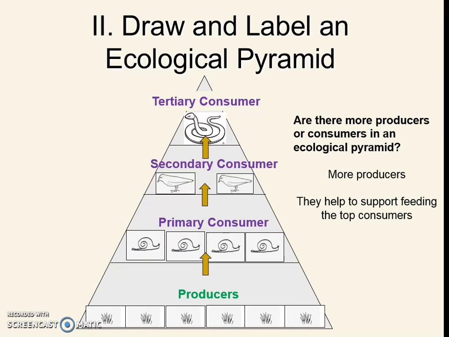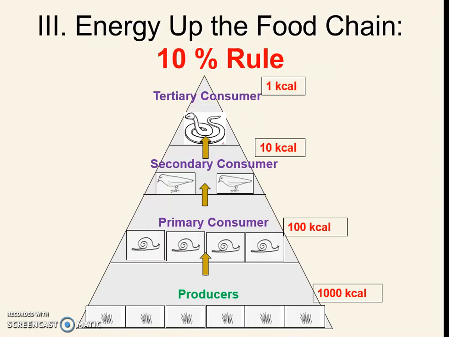Why is that? Well, we need a lot of grass because all those snails are going to eat the grass. And then all the birds are going to eat the snails. And all the snakes will eat the birds. So if we don't have a big base on our ecological pyramid, they won't be able to have enough food or energy to go up the pyramid. Let's learn a little bit more about this energy up the pyramid.